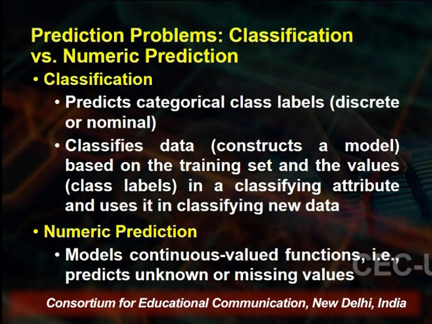Whereas if you talk about numeric prediction, right. Now in numeric prediction, it is generally used for continuous valued functions, that is whenever you are having some unknown values or some missing values. If you remember, we had talked about data pre-processing also, where we talked about predicting the values for numeric data and using various mathematical functions to find out the values.